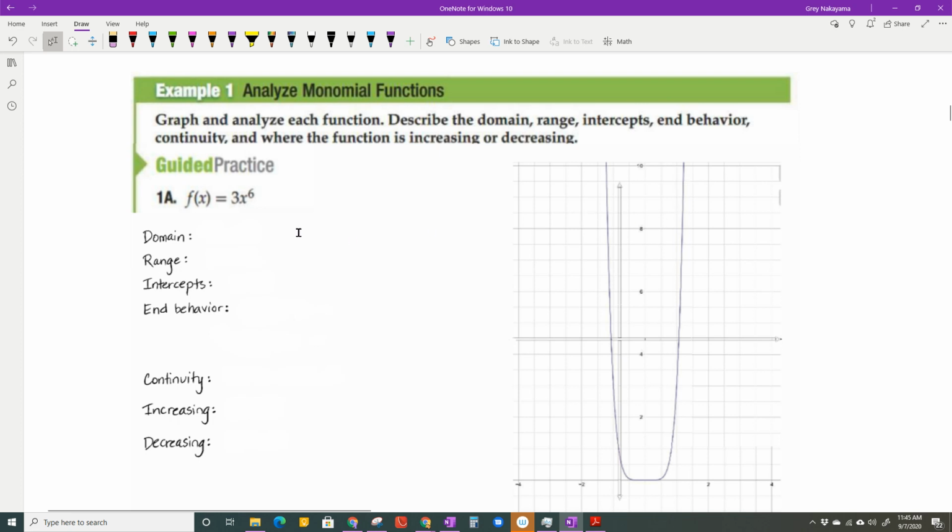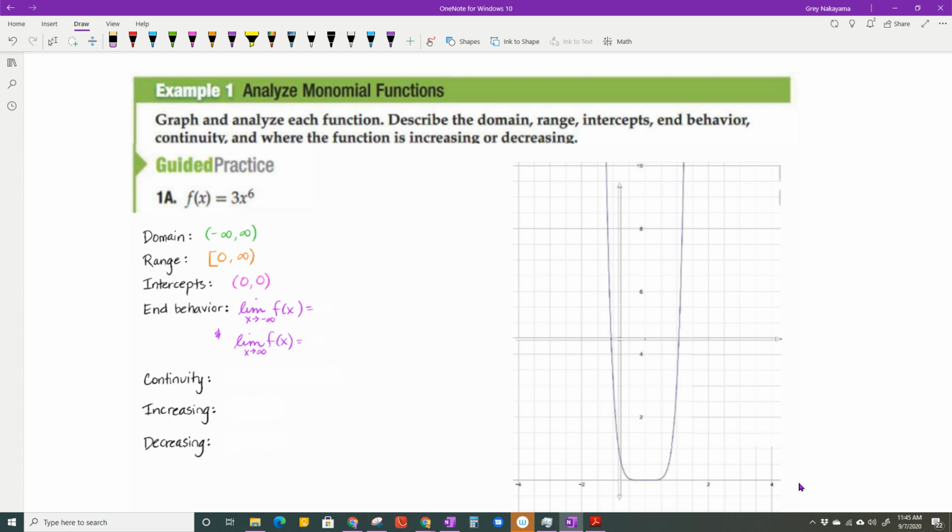So my domain is all real numbers, or negative infinity to positive infinity. My range, it has a minimum at 0. And the range, y'all, is always the y value. So my lowest y value is down here on the x-axis, so it is from 0 to infinity. Intercepts, where does it intercept? At 0, 0.